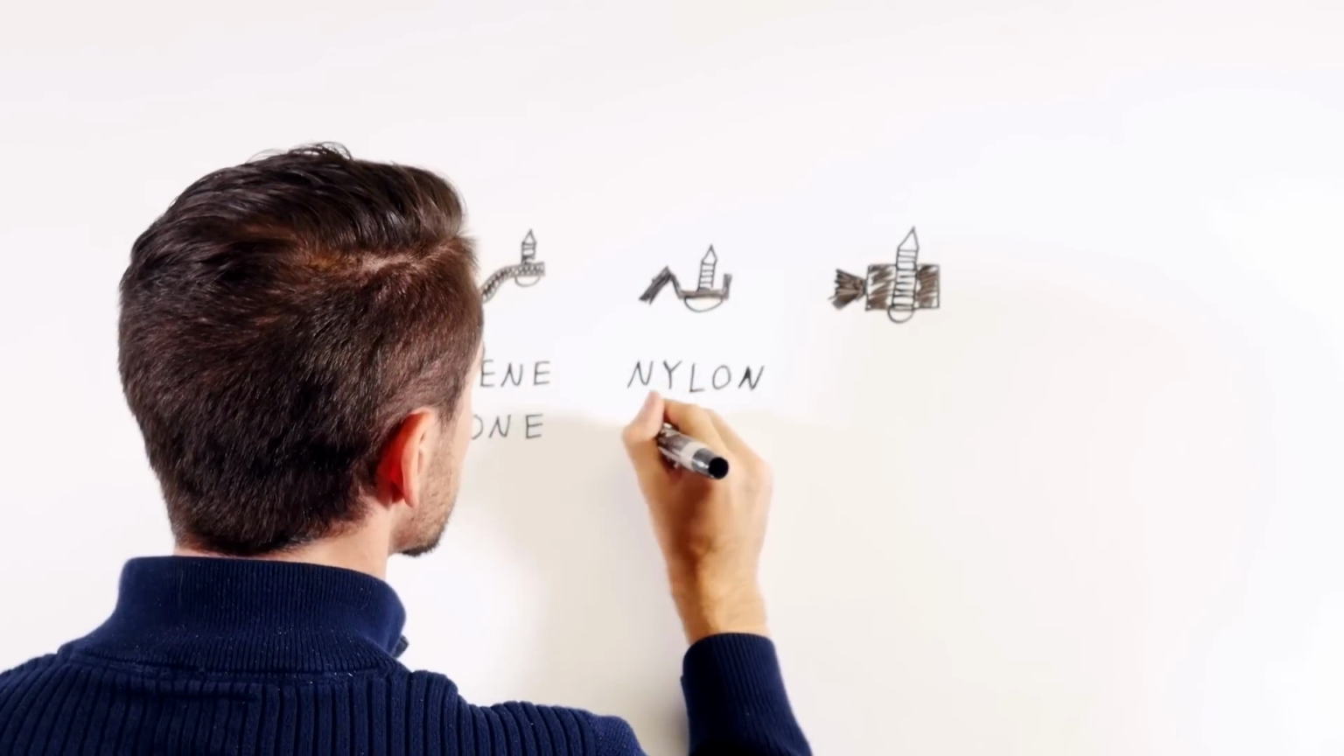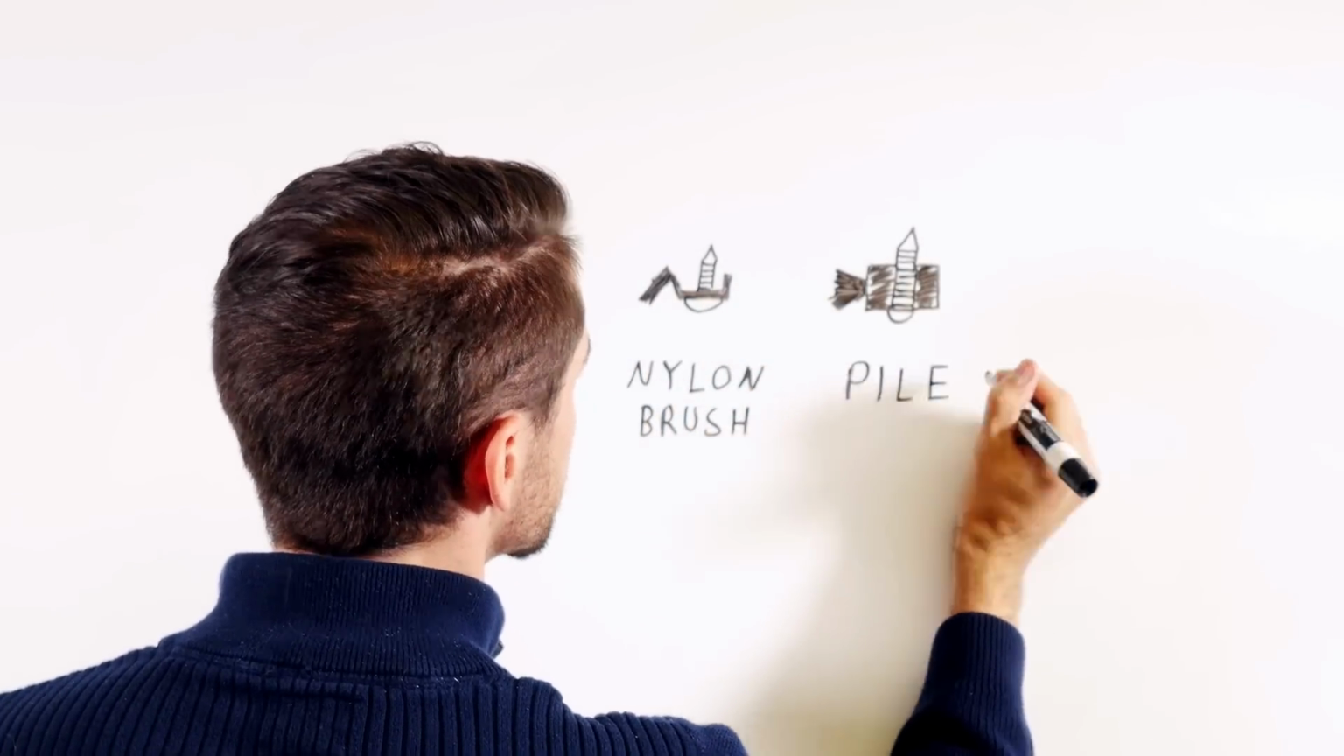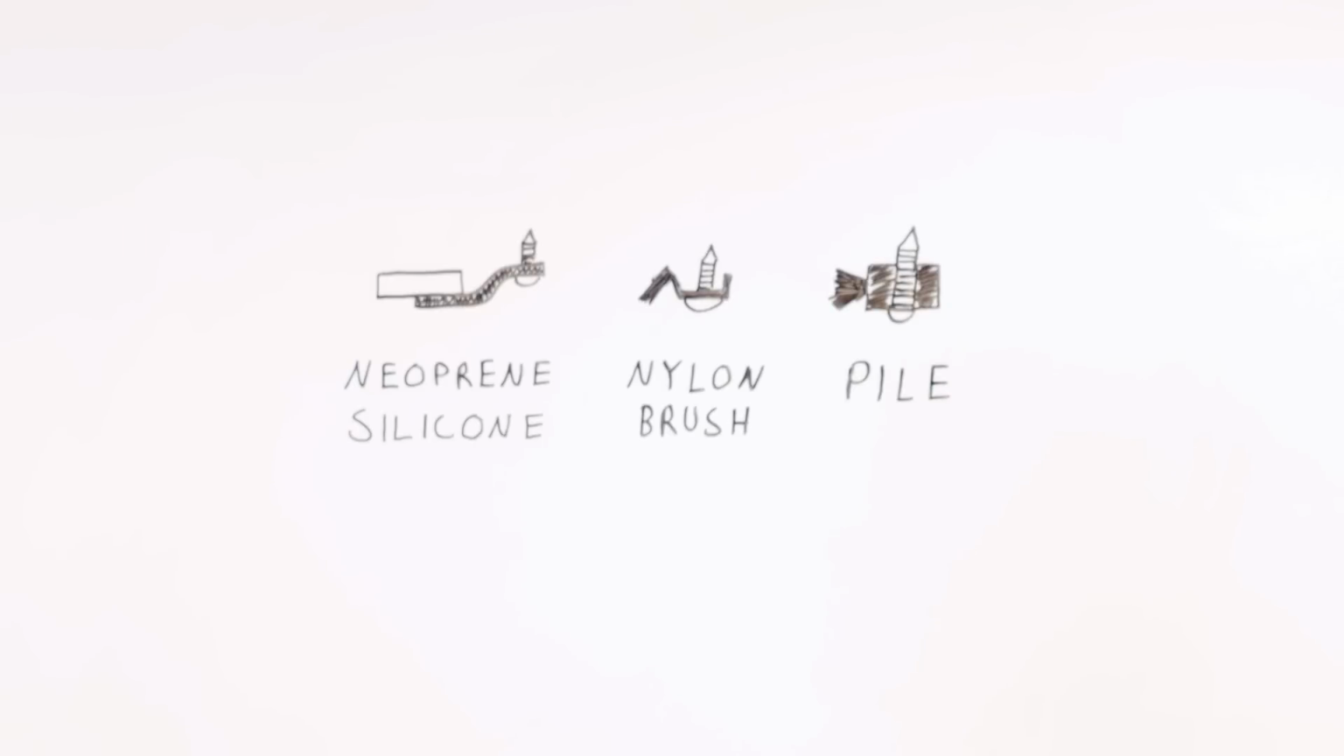Pile is most often used in gasketing for aluminum storefront doors or all glass doors. Vinyl is sometimes used for residential projects but may not be resilient or durable enough for commercial or institutional use.